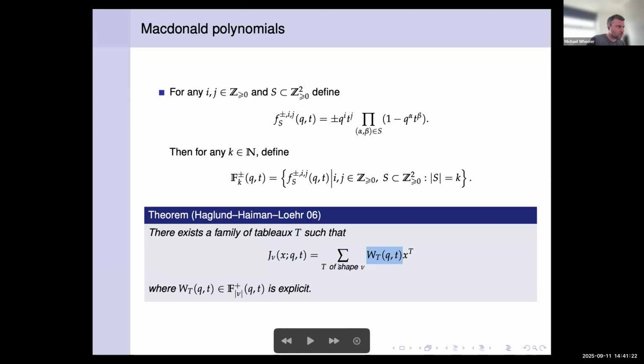And in particular, what is nice about this is that these coefficients are fully factorized. So they're all going to be polynomials in q and t that have this very nice explicit form at the top of the slide.